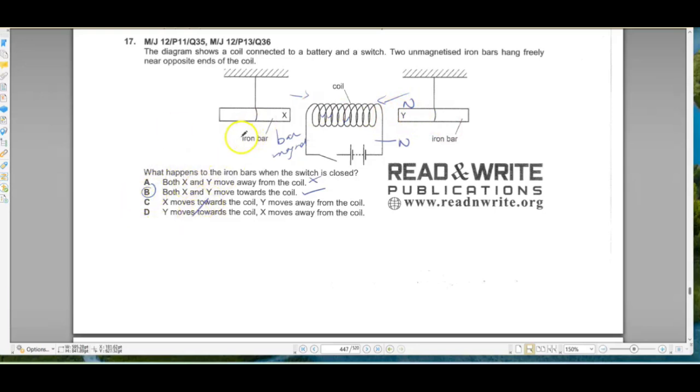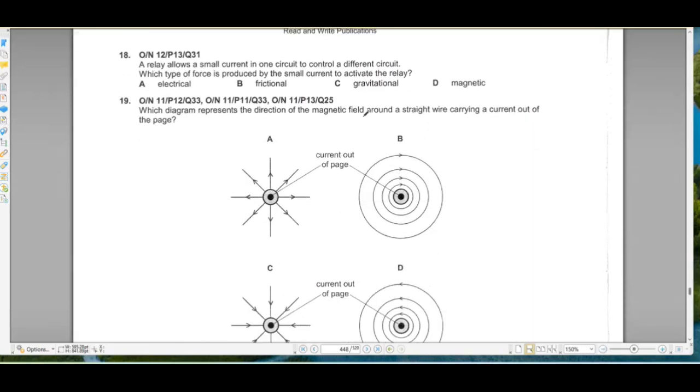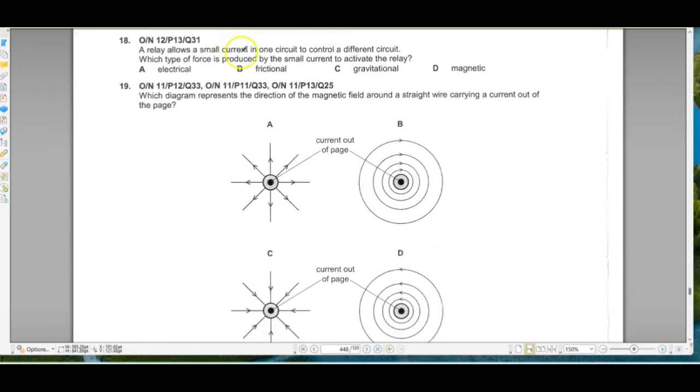They are simple magnetic material objects hanging like this. So when the current is going to run in the coil, it is going to create a magnetic field and it is going to attract both of these towards it. Okay. Question number 18. A relay allows a small current in one circuit to control a different circuit. Which type of force is produced by the small current to activate the relay? A magnetic force is required to activate the relay. Okay.